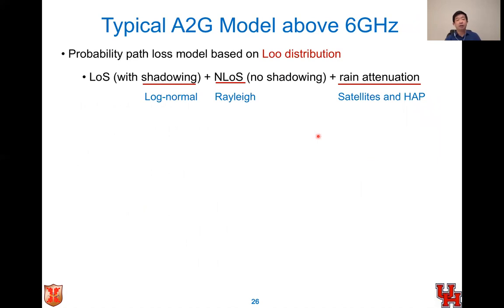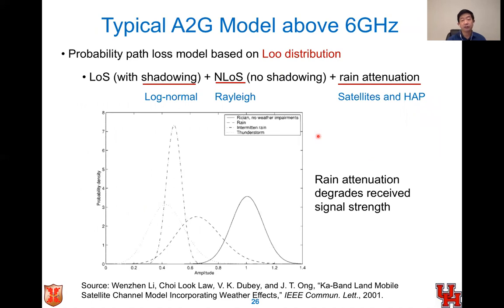And typically for channel, you will have this line of sight. Typically they can have the log normal. Non-line of sight, they combine together as Rician channel, and then you have the rain attenuation. So for rain attenuation, this shows you the example for different rain or something like that. And my senior design is about rain attenuation.